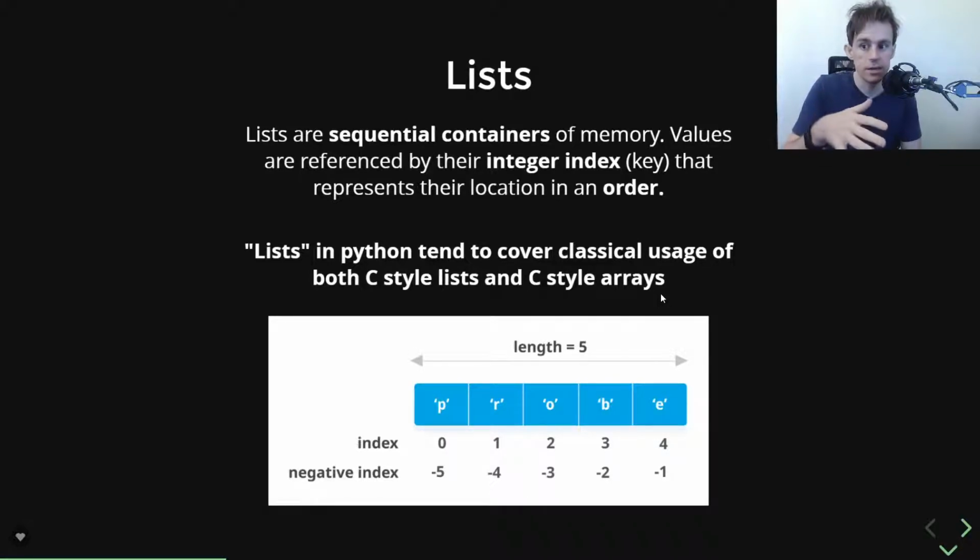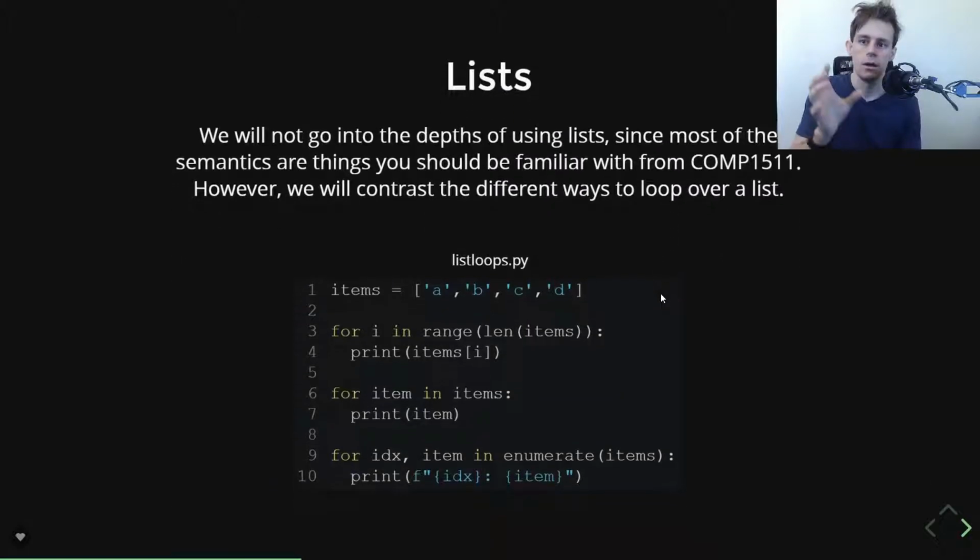With lists, everything is accessed via an index, and as we talked about last week, you can also use negative indexes and a few other interesting things. And we use lists in Python typically whenever we were going to use C-style arrays or C-style lists. So it's a very broad data structure and probably the most common data structure you'll interact with.